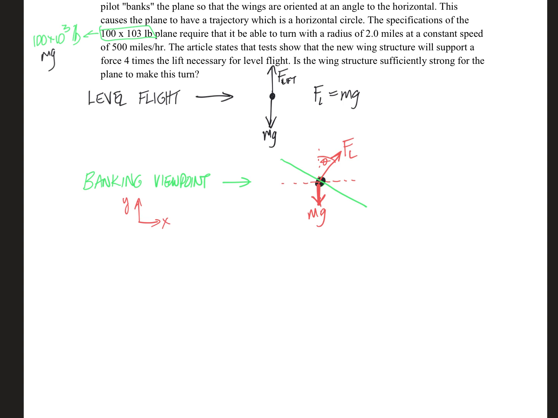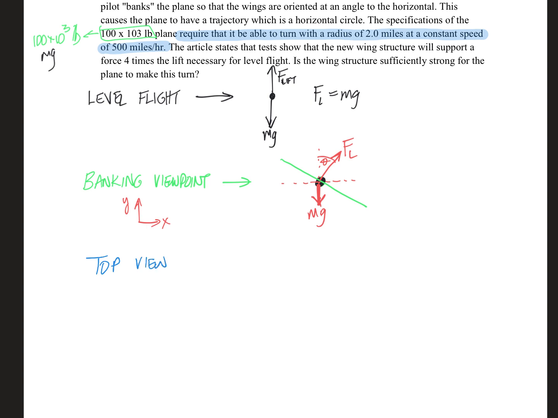Now, I also think it's going to be important to look at the banking from the top, because it says in the problem that it be able to turn a radius of 2 miles at constant speed of 500 miles per hour. Okay, so let's do a top view, because that's how I'm going to see the circular motion.